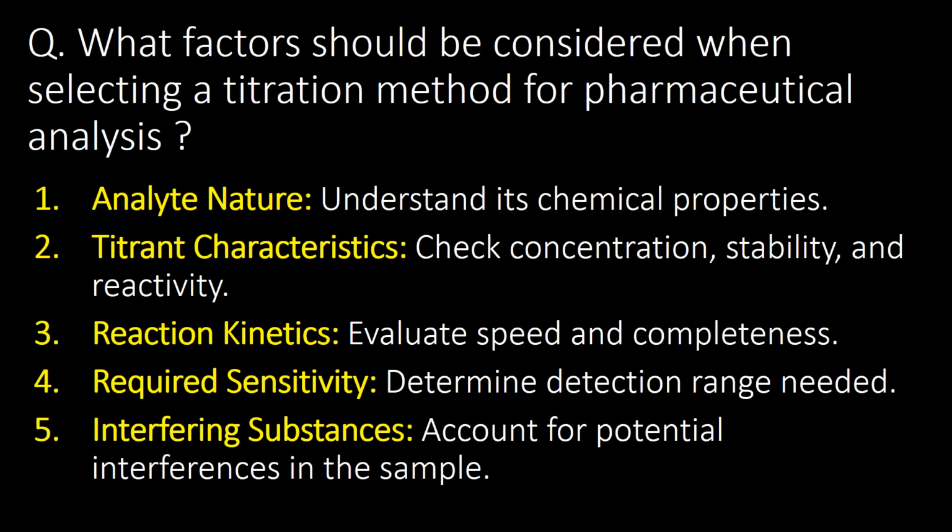What factors should be considered when selecting a titration method for pharmaceutical analysis? Here are the 5 factors that should be considered when selecting a titration method. These are: first, analyte nature; second, titrant characteristics; third, reaction kinetics; fourth, required sensitivity; and fifth, interfering substances.